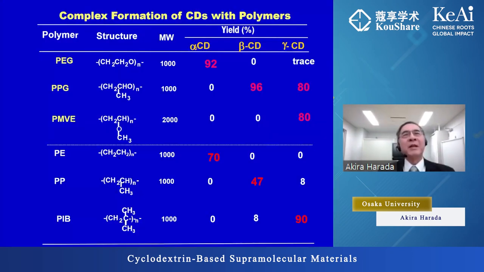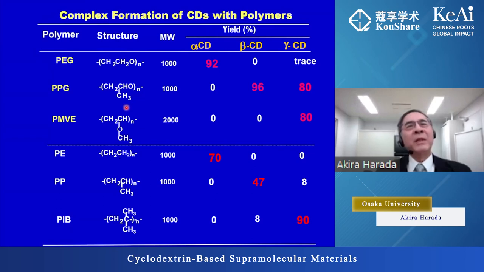So, this is the result on the complex formation of cyclodextrins with some polymers, including polyethylene glycol and polypropylene glycol. As I mentioned before, alpha cyclodextrin formed the complex with polyethylene glycol, and beta cyclodextrin formed the complex with polypropylene glycol. Polymethyl vinyl ether is thicker. I mean, its cross-sectional area is larger than polypropylene glycol. Although both polymers have the same composition, C3H6O, the only difference is the position of oxygen right here.